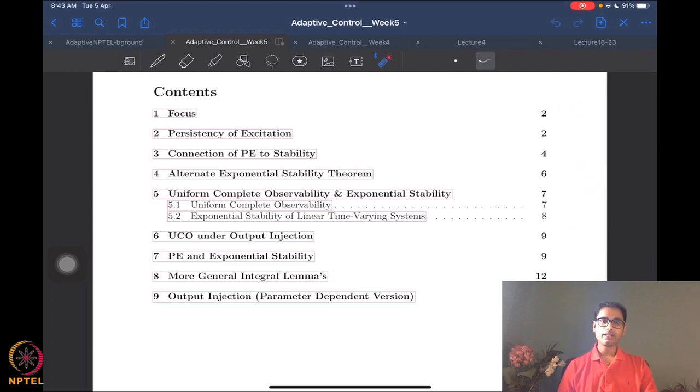So let me warn you, we are already starting to get more and more mathematical. The topics are getting more and more mathematically involved, right? So I would expect you to spend more time going through the material, and be comfortable working with the material and use it in different problems and application contexts. All right, great. So let's begin.